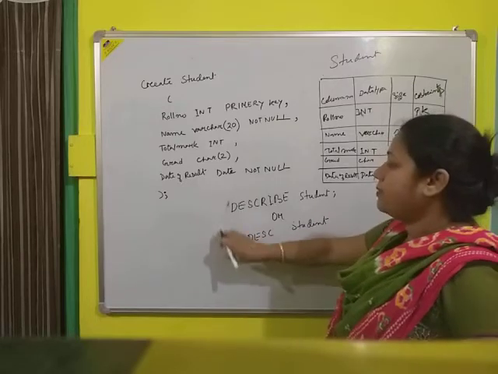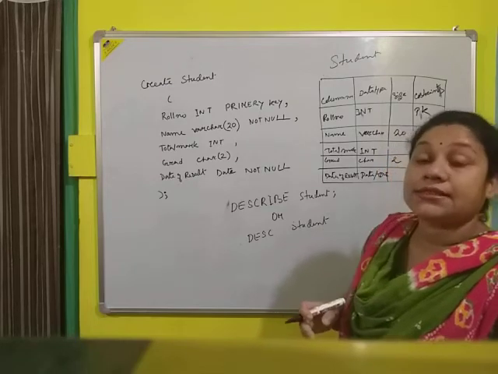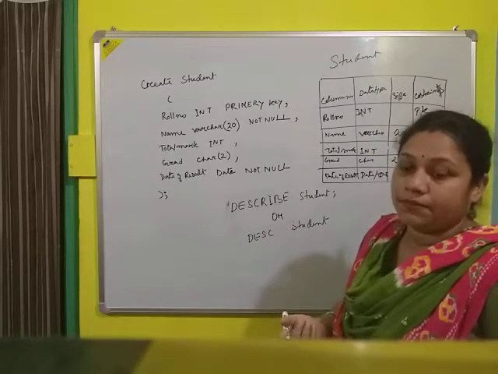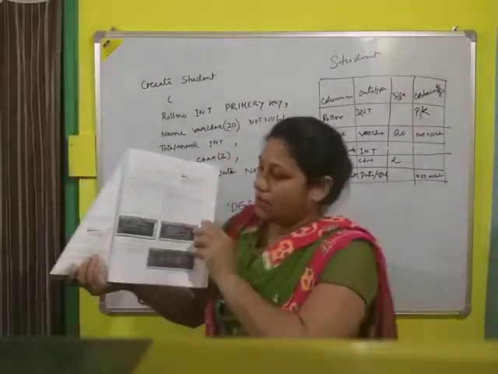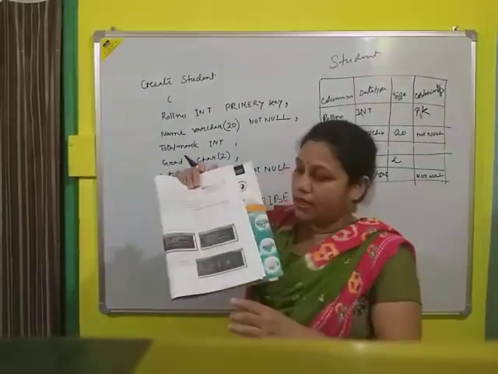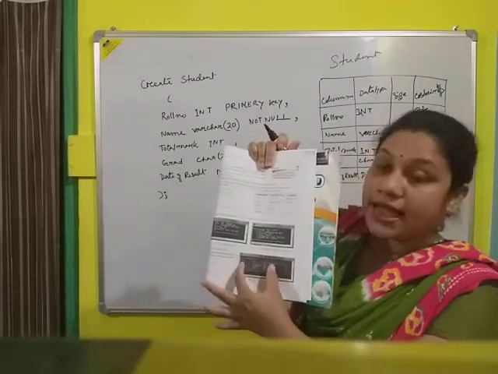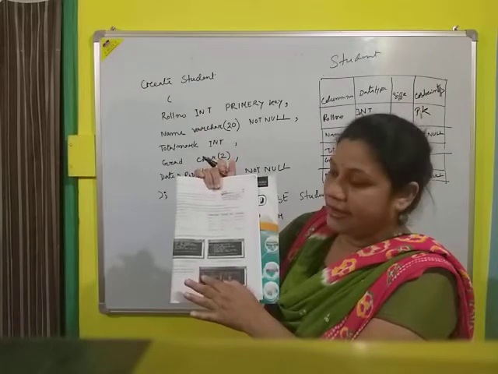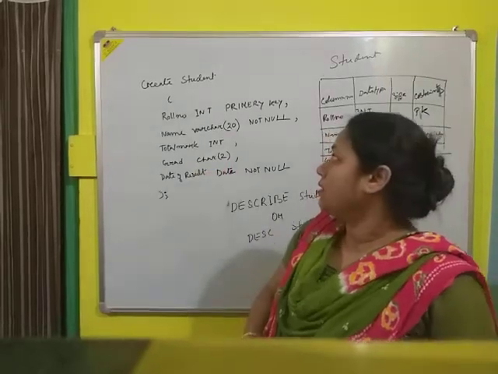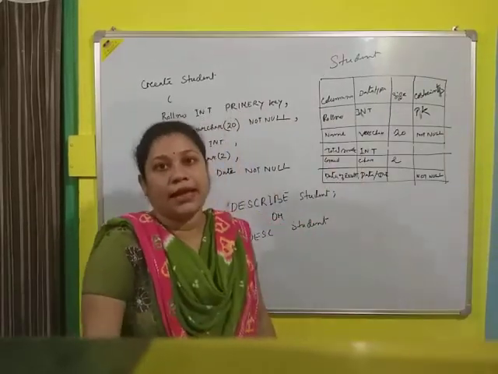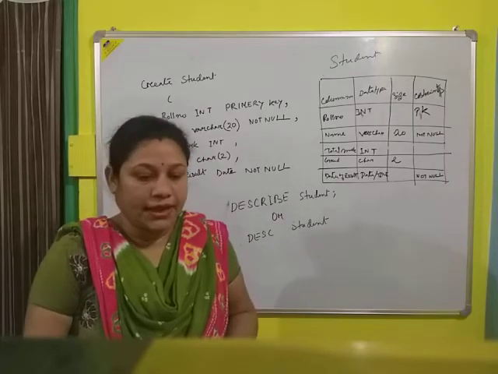Okay, so when you write this command, MySQL displays the structure of the table. From your book, look at here. When you write describe student, it will display the structure of the table with field name, the size and the constraints. Okay, so this is the process to create a table and display the structure of the table.